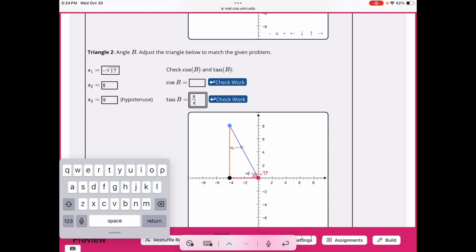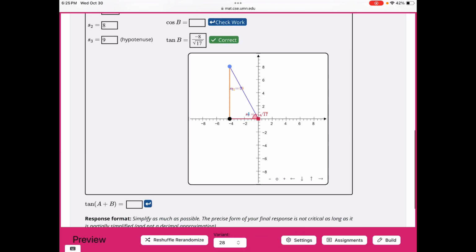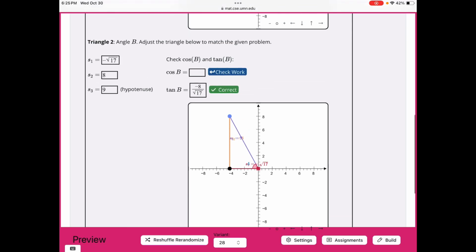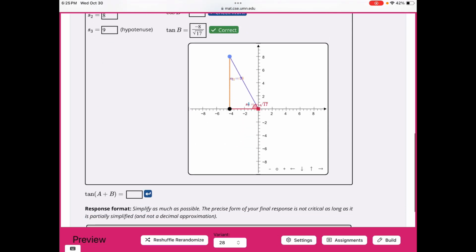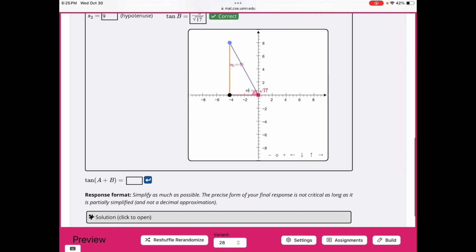Divided by square root of 17. And I'm not going to make that sign error again. It's also negative. Okay, so now we have these tangent values, and those are the only things we need for this formula. So we're going to switch over to hand calcs real quick and crunch these numbers.